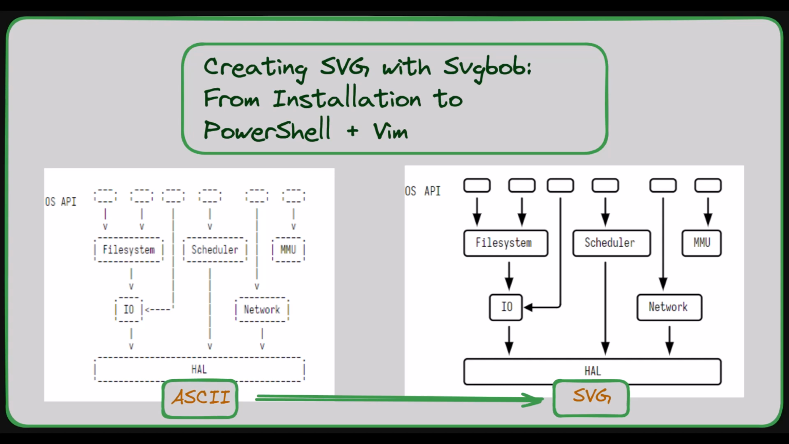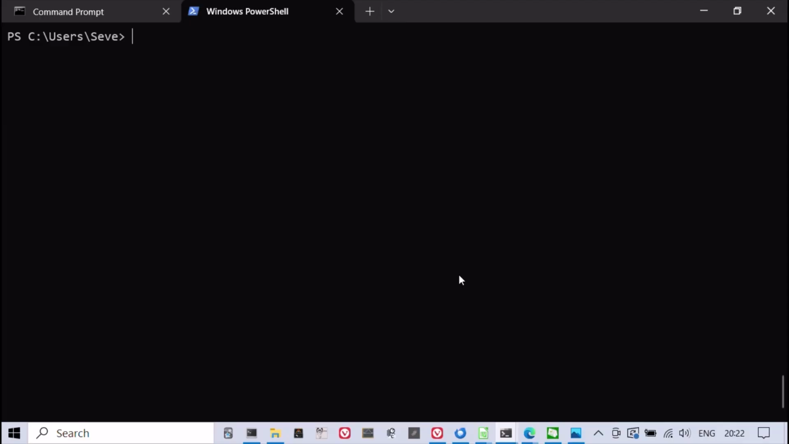Svgbob is a powerful command line tool that turns your plain text diagrams into beautiful SVG graphics. Svgbob can be used for documentation, presentations, and more.